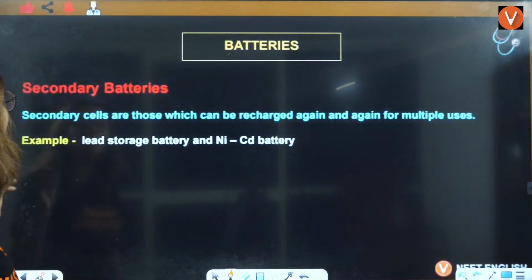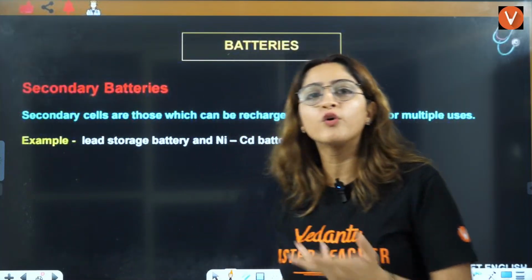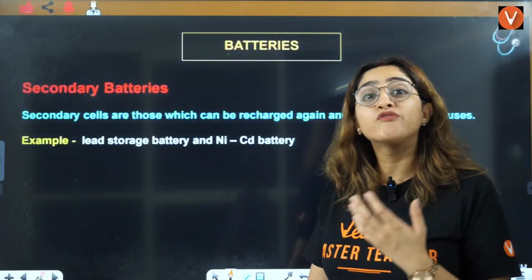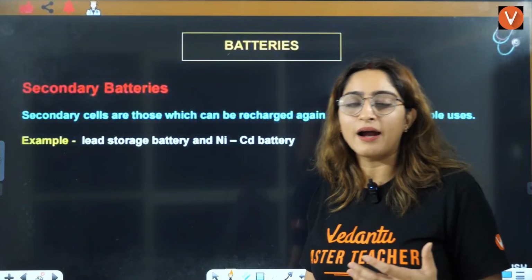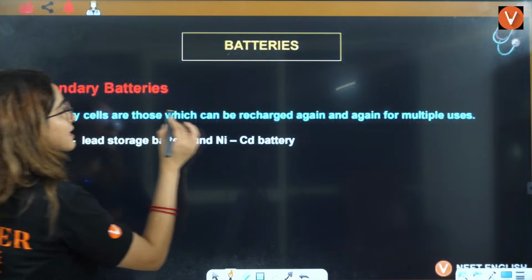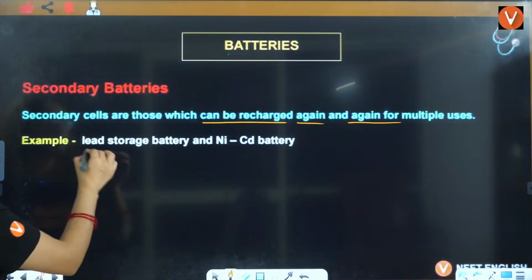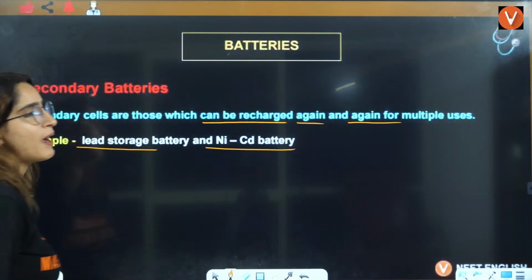It will remain the same. Then there are secondary batteries. In secondary batteries, like you have your phone battery, right? Inverter battery. These are secondary batteries, right, which we can recharge. So secondary cells can be recharged again and again for multiple uses. For example, the lead storage battery and the nickel cadmium battery.